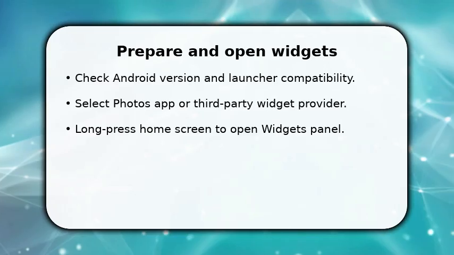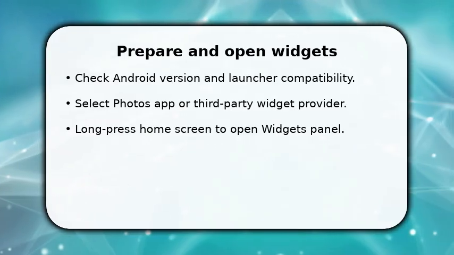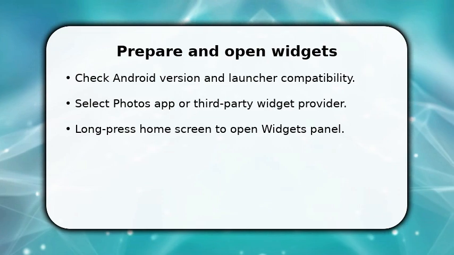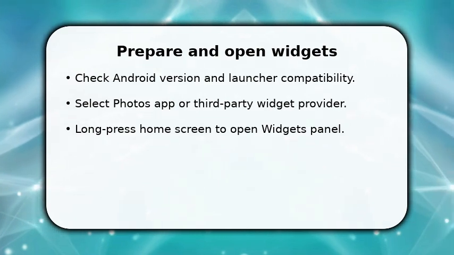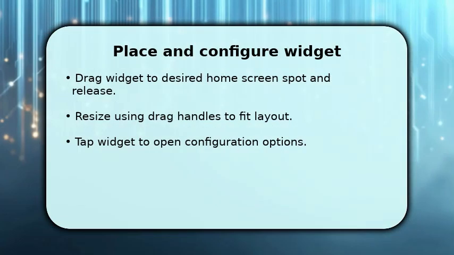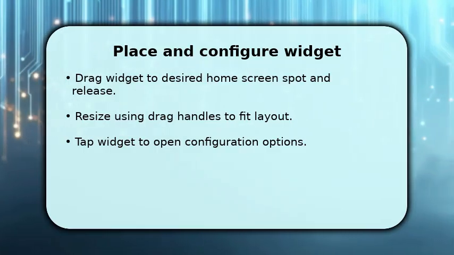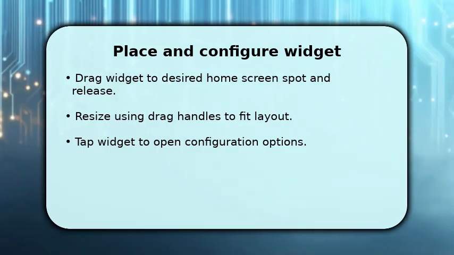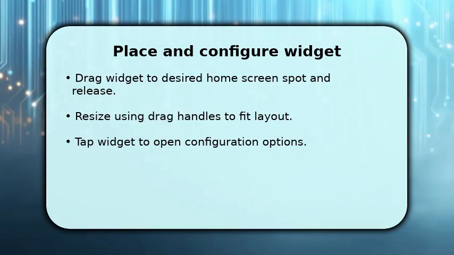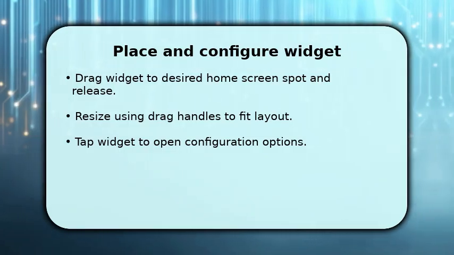Make sure to tap and hold the widget you want so you can place it on the home screen without losing your current layout. Drag the selected widget onto the home screen and release it where you want it. You'll see resize handles if the widget supports different sizes. Once placed, tap the widget to enter configuration.